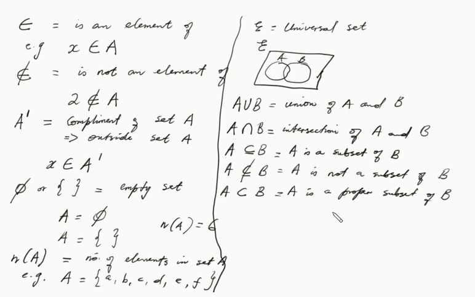A proper subset means all elements of set A are also members of set B. That is a proper subset. Then you can have this one, which is the opposite. It means all members of set A are not also members of set B.